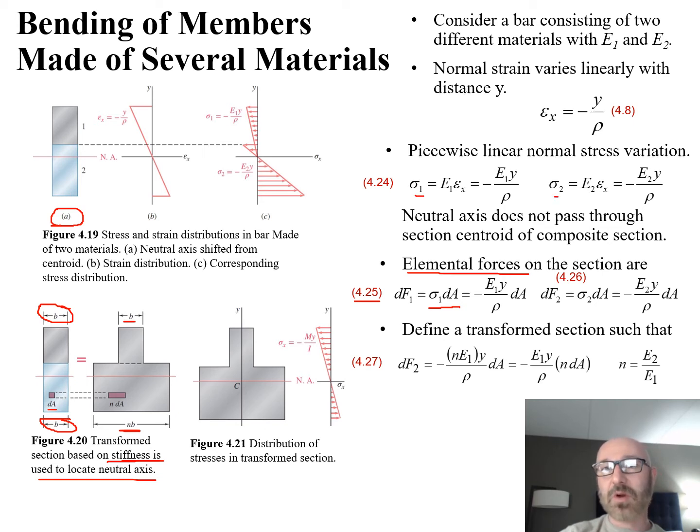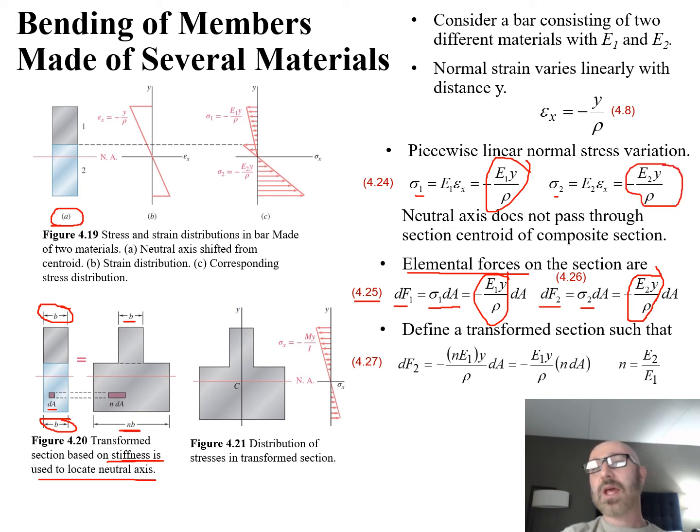So we're using that same sigma 1 and sigma 2 right there to get our elemental force for the top material and our elemental force for the bottom material. So we have these same relationships, again relating back to 4.25 and 4.26 in our textbooks. This is equal to, we can plug in our relationship for sigma 1, and we have our E1 y over rho, which we saw from up top, and for our elemental force 2, we have our E2 y over rho from this relationship up top from 4.24. We can plug those in and get equations 4.25 and 4.26, relating back to our textbook.